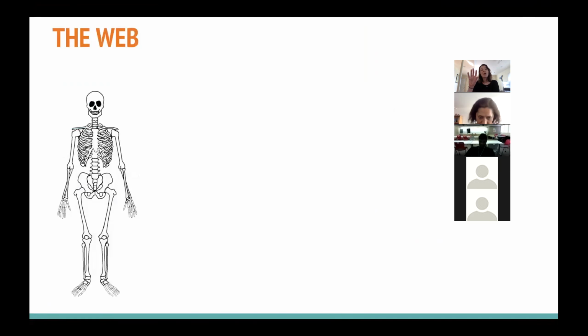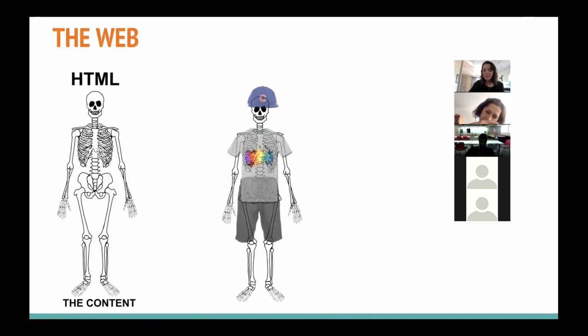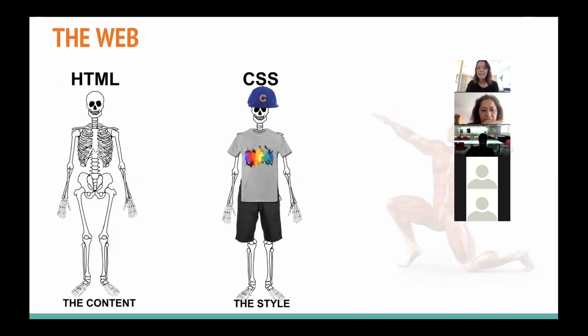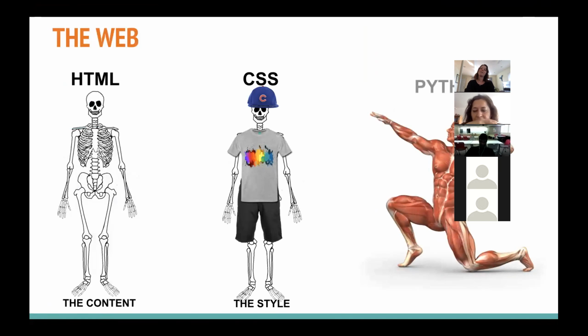When we talk about a web app, we talk about 3 different layers. We have the content that's on the page, and that's HTML. When we add some style to that content, that's with a language called CSS, which is the style. And then today, we'll be talking about Python, which is the back end. That's what puts the muscle or power behind our code.